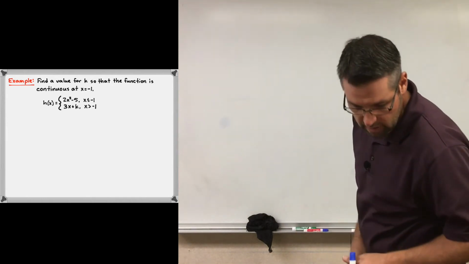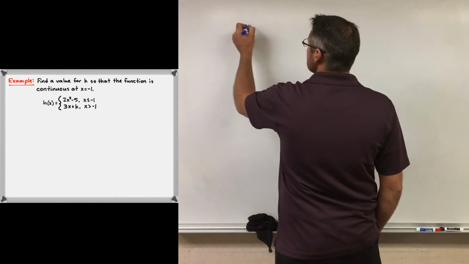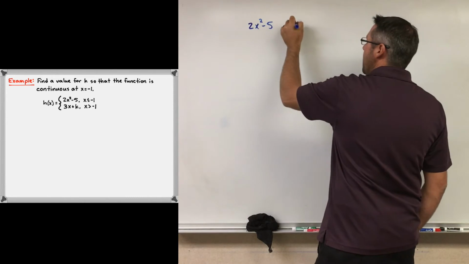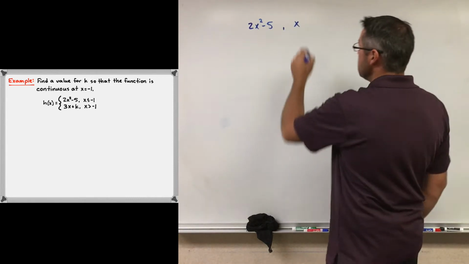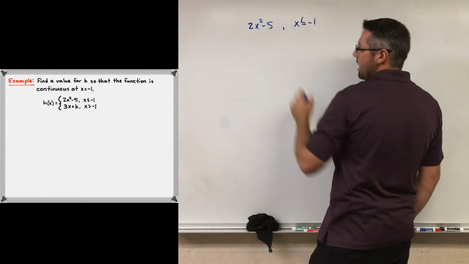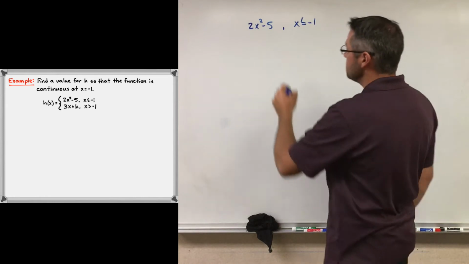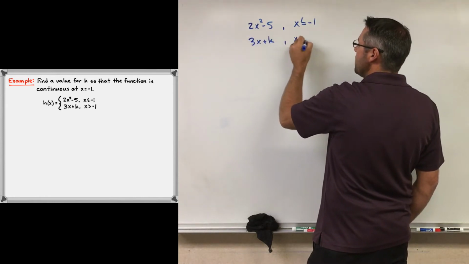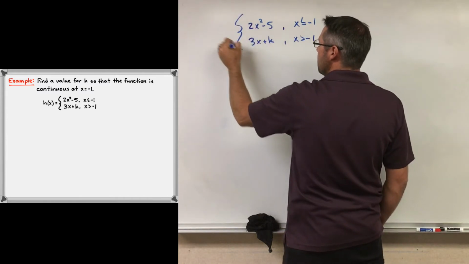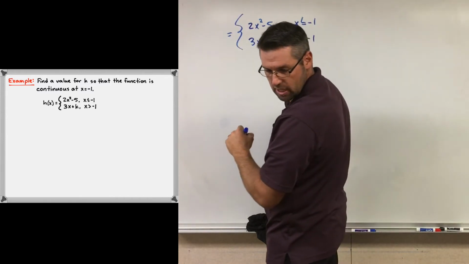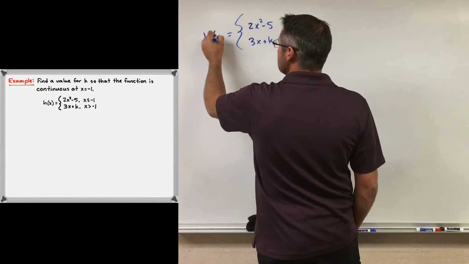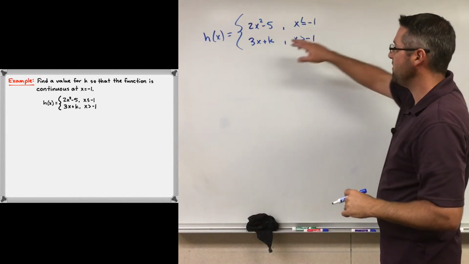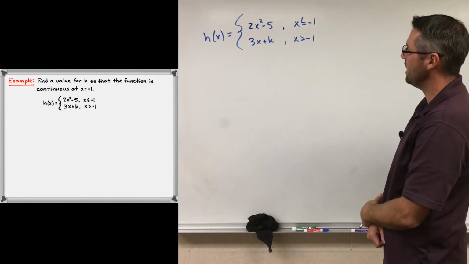So I should probably go ahead and write this down. We've got 2x squared minus 5 for x less than or equal to negative 1. And we have 3x plus k for x greater than negative 1. And that is our function h of x. So we want to make this guy continuous by figuring out what k value we'll plug in there.